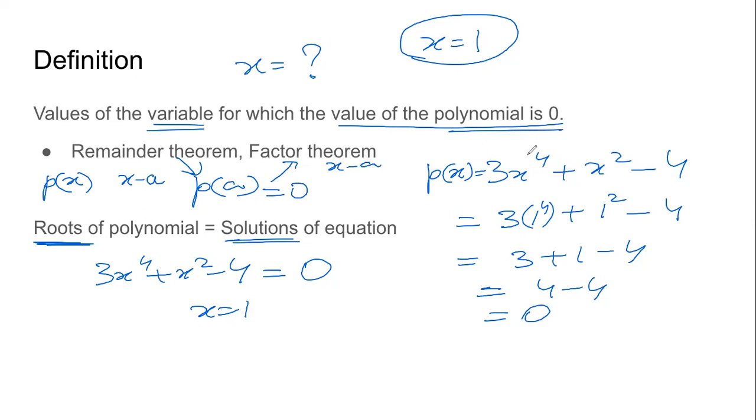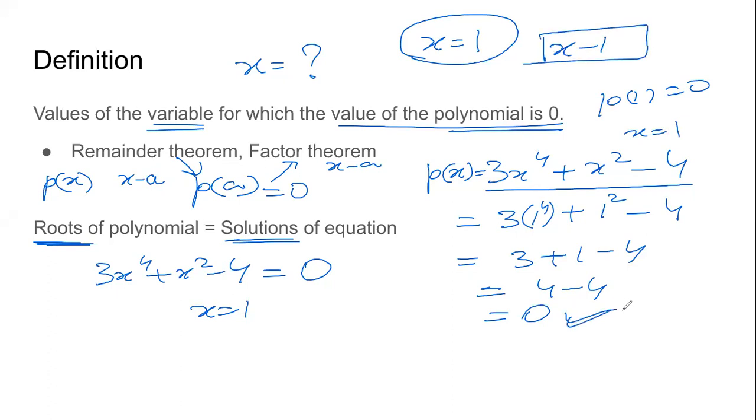Here we took x equals to 1, and our p of 1 came out to be 0. That means we can say that if we divide 3x^4 plus x square minus 4 by x minus 1, then the remainder will be 0. Remainder theorem, factor theorem, roots, solutions. We need to know the terminology. This year we will not look at remainder theorem and factor theorem, but this is the meaning of a root of a polynomial. This is the meaning of a solution of an equation.